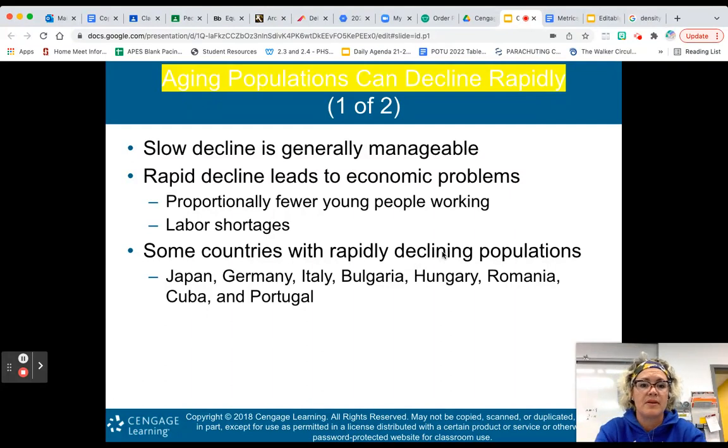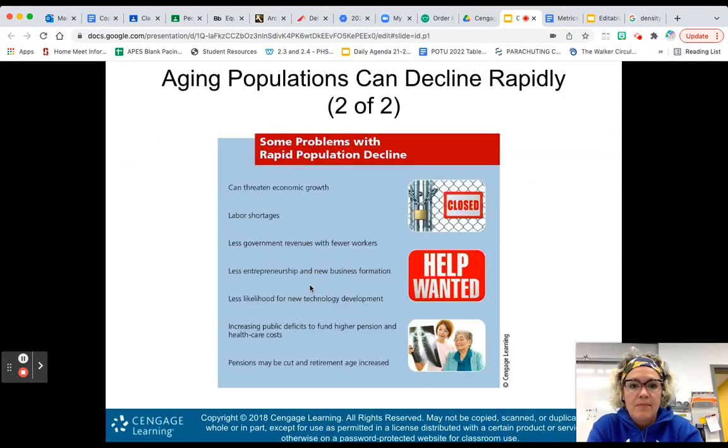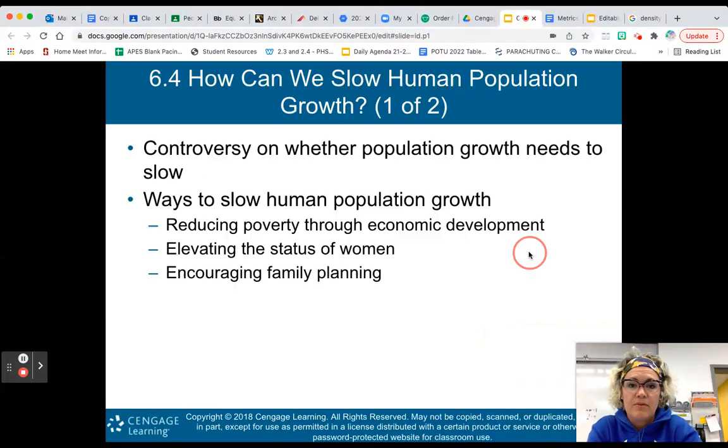Some countries have rapidly declining populations and are looking at labor shortages and not having anywhere to put people that need care and help: Japan, Germany, Italy, Bulgaria, Hungary, Romania, Cuba, and Portugal. And I know that some of these countries actually import workers to take care of their aging population. All right, you can see some of the issues that arise because of that. You have to take care of this population as part of the cost of society.